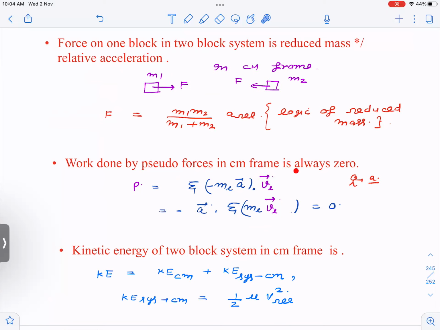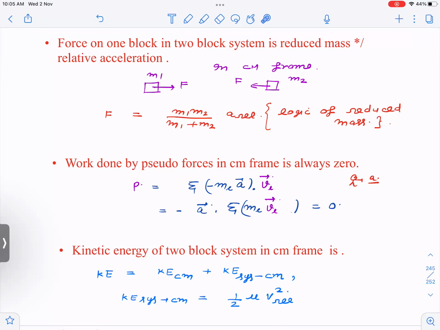summed over the ith particles, the momentum of the system in the CM frame, because you are in the CM frame and velocity is relative to the CM frame. So momentum in the CM frame is always zero. CM is called the zero momentum frame. That I have also written later, right? So sigma mi vi is equal to zero. That is why power delivered by pseudo forces in the CM frame will always be zero. Again, a very interesting property.